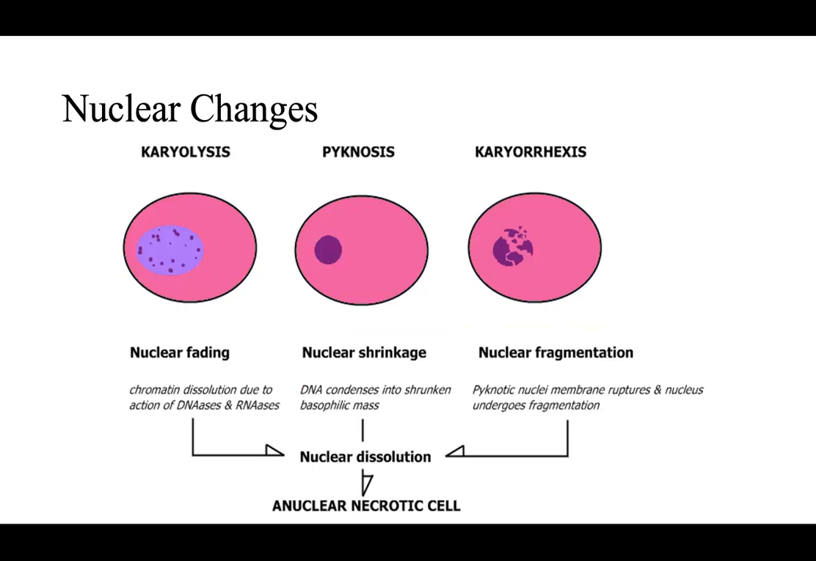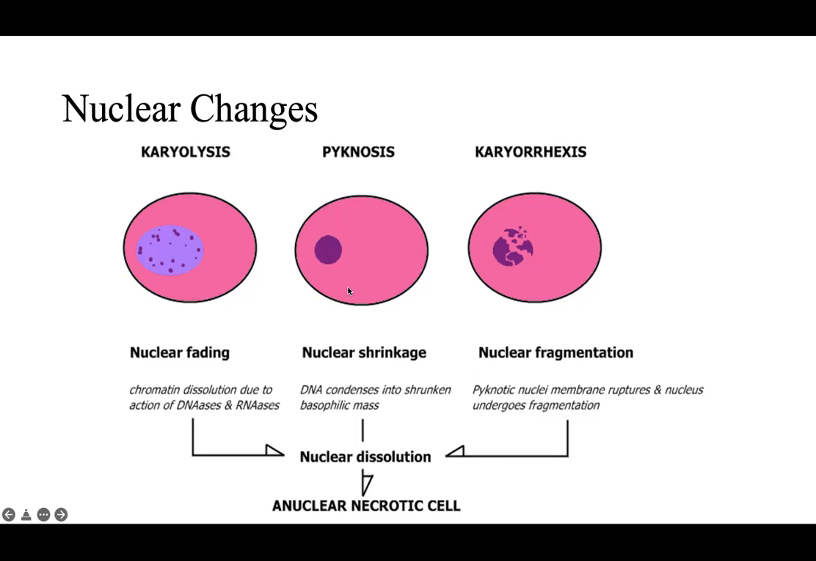Here is just kind of a review of what you could potentially see in the cell. So for karyolysis, you're going to have this nuclear fading here. You're going to see little fragments of the more basophilic or hematoxylophilic staining here. And what happens in karyolysis is chromatin dissolution due to the action of DNases and RNases, okay?